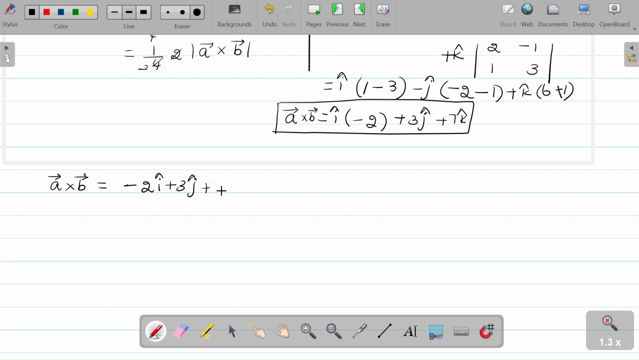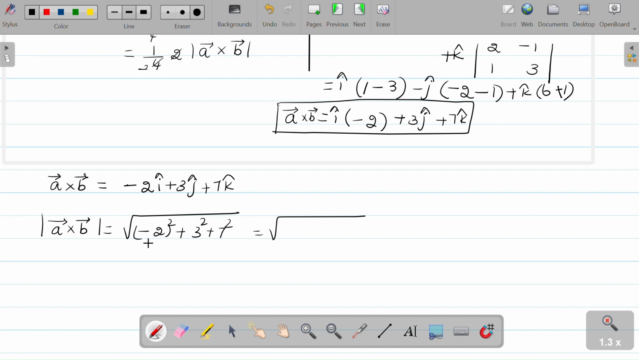So how to take the modulus for this vector, modulus of A vector cross B vector? Simply we have to take root and square all the coefficients. So minus 2 square plus 3 square plus 7 square. So root of, if you square the minus 2, it will become 4. 3 square, it is 9. 7 square, it is 49. If you sum this, it will become root of 62.